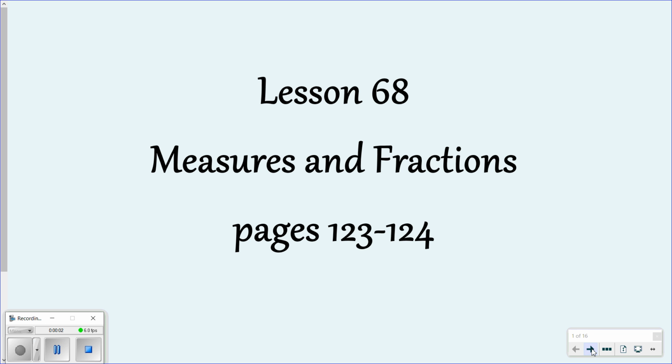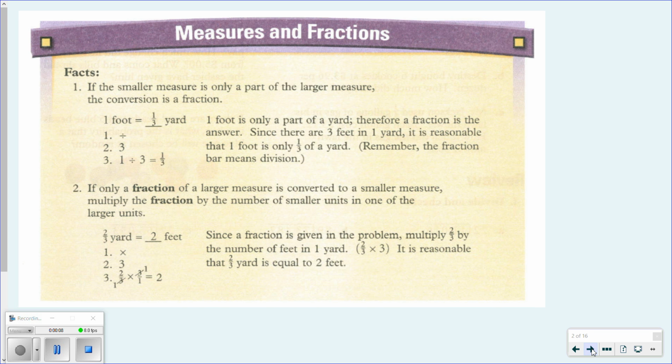Today we are going to talk about measures and fractions. You should be on page 123 in your math book. So today we're going to talk about conversions when we have fractions involved. It's the same thing that we've already been learning all year, just a little different format, so you'll be okay.